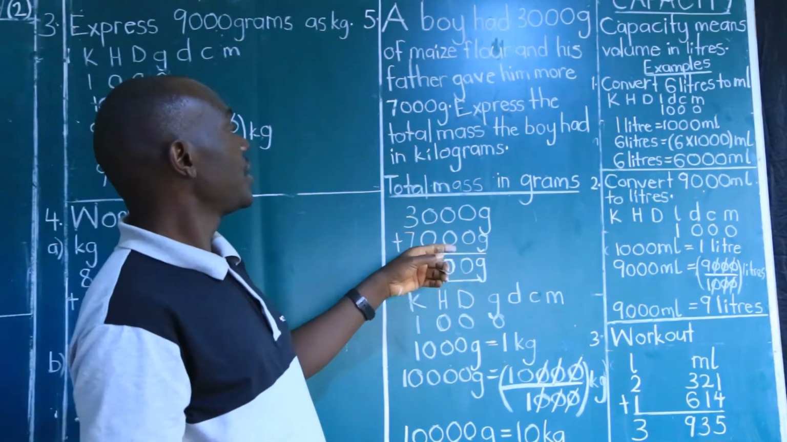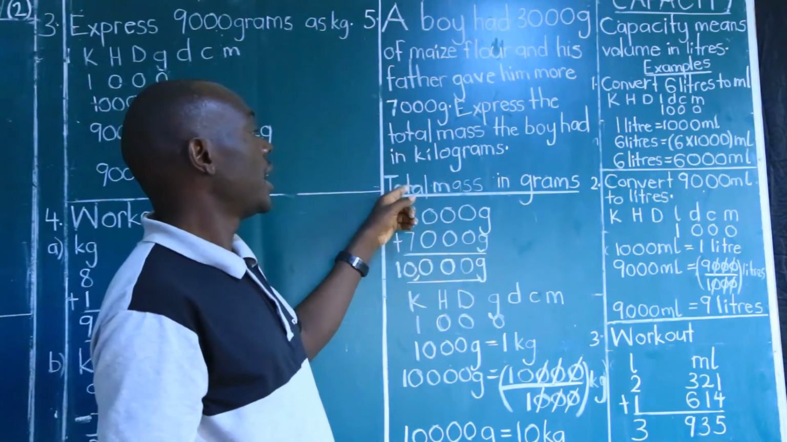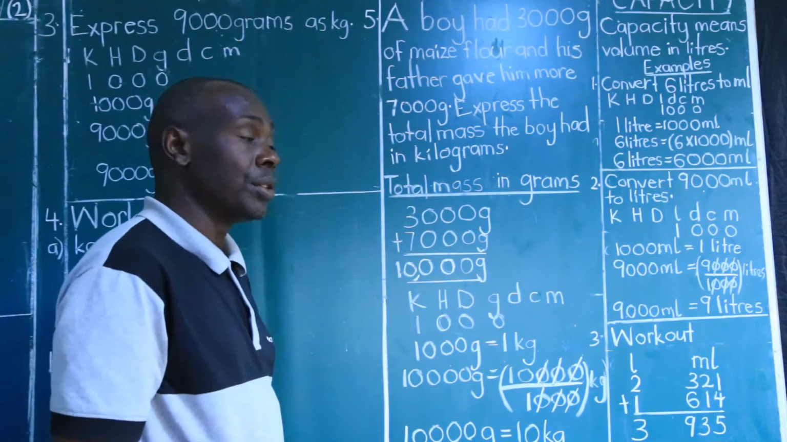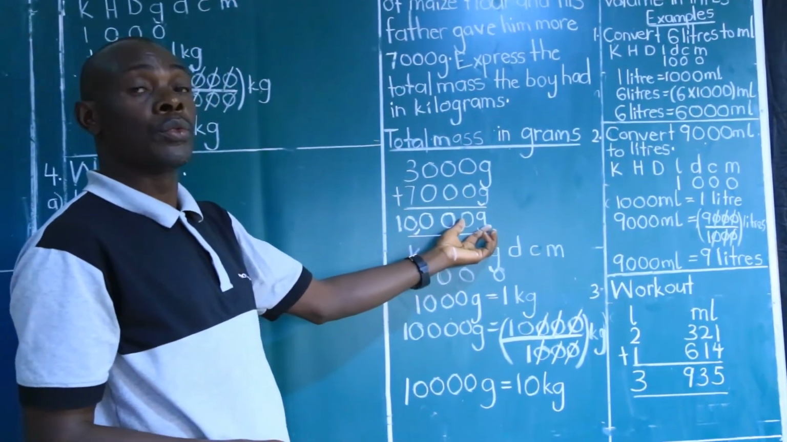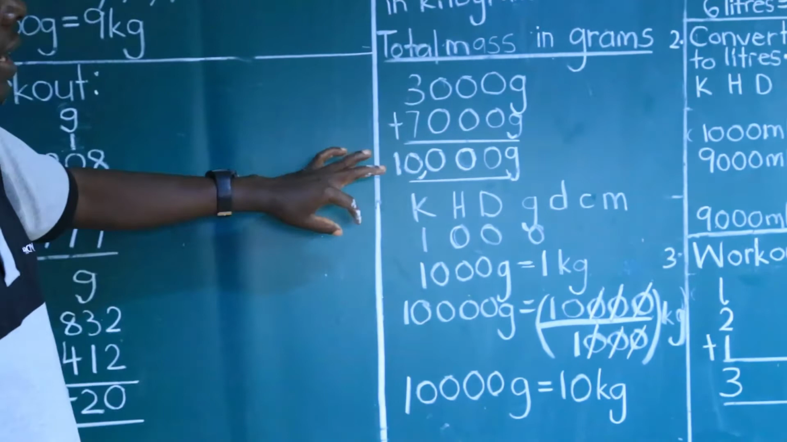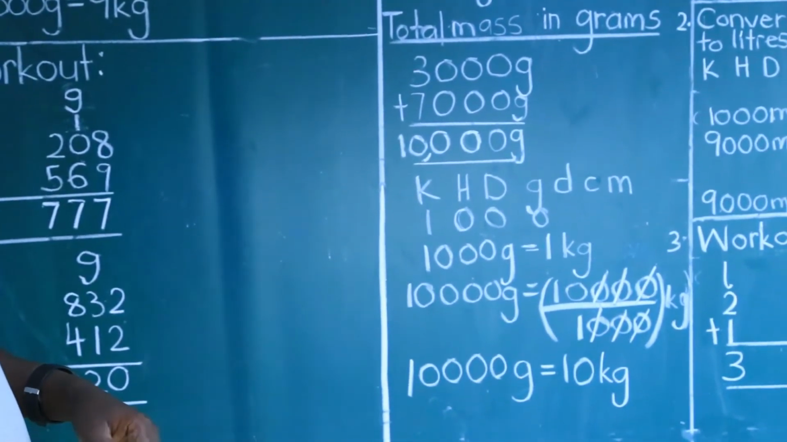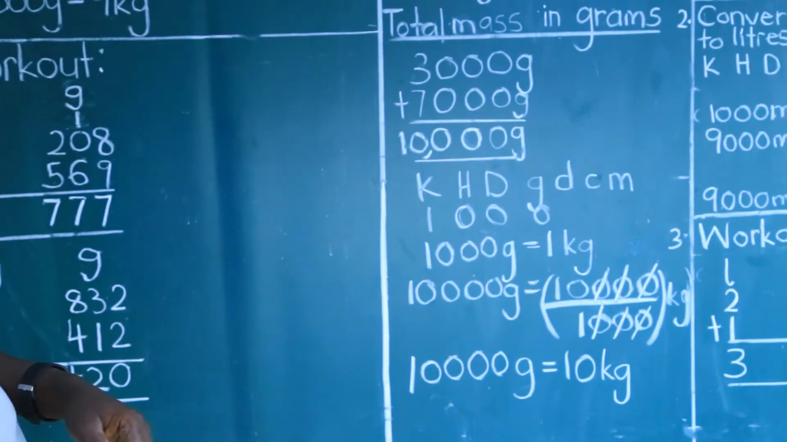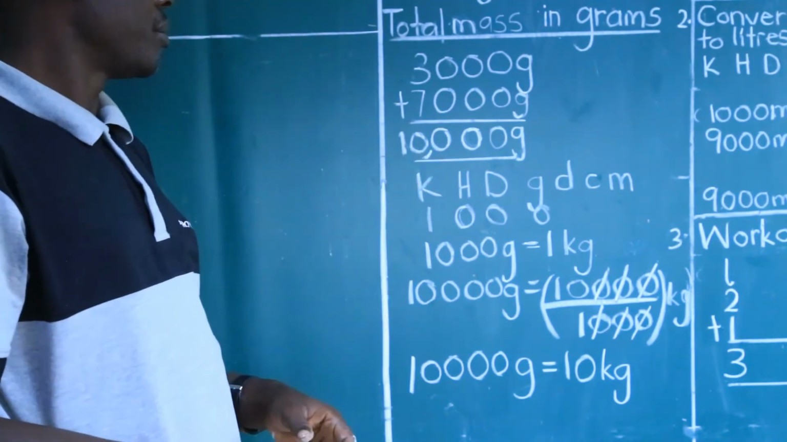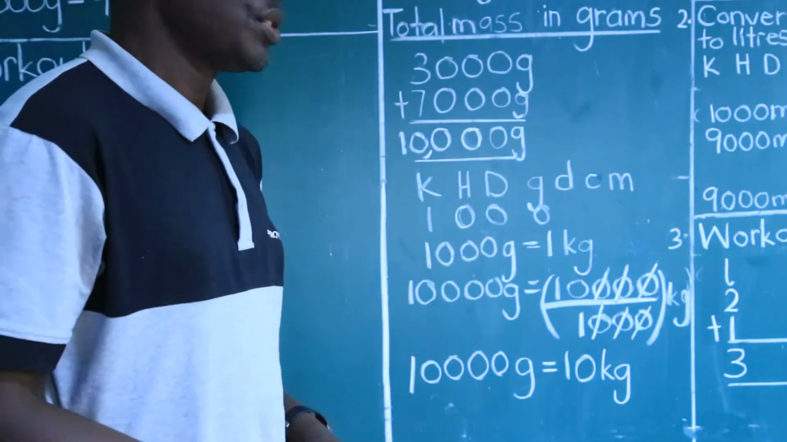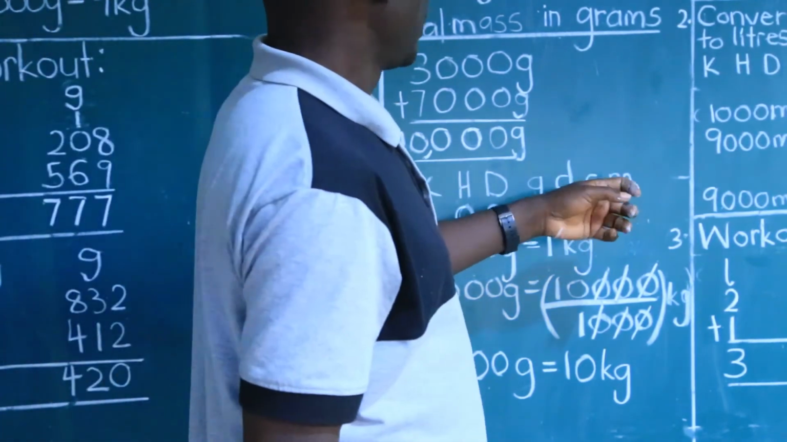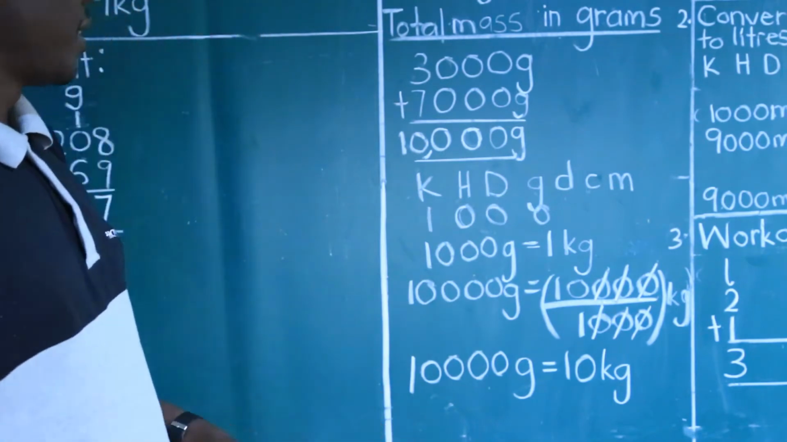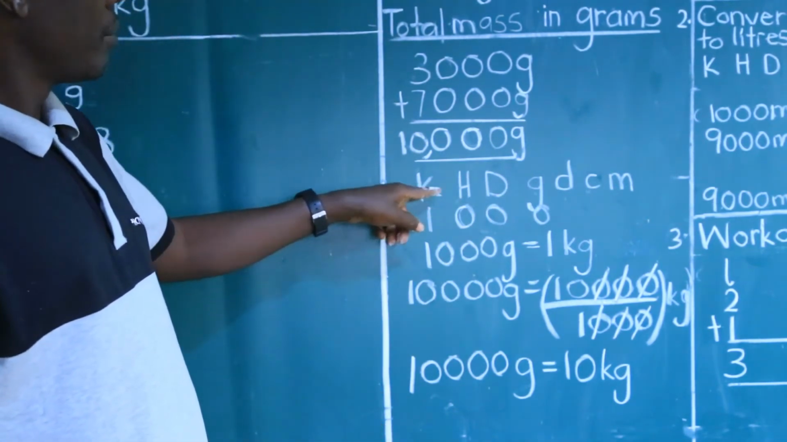But the question tells you to express the total mass the boy had at last in kilograms. So in that way, you are going to convert the total mass in grams to kilograms. The boy altogether had 10,000 grams. That is what he had at first and what the father brought, in total makes 10,000 grams. Now convert 10,000 grams to kilograms. Still write King Henry's Daughter Grace Gram Code Milk. That way, we've got kilogram and gram.